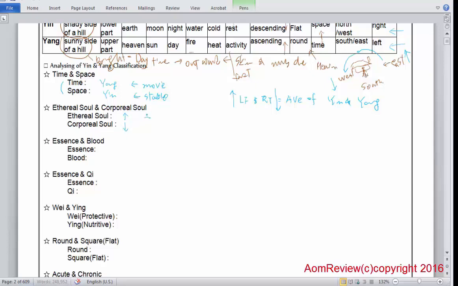As you know, the liver is in charge of the ethereal soul, and the corporeal soul is governed by the lung, right? So one has an upward direction, the other has a downward direction. So that's why the ethereal soul is yang type and the corporeal soul is yin type.